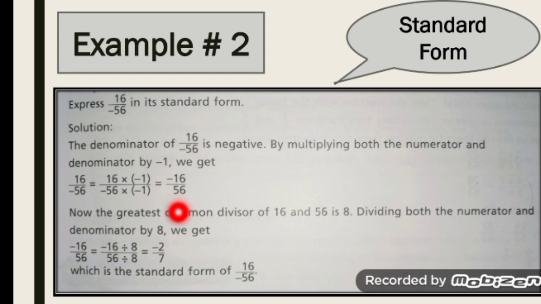So to convert it into lowest form, we will divide both numerator and denominator by the common divisor of both minus 16 and 56. The common divisor of 16 and 56 is 8. So we will divide this rational number by 8. Minus 16 divided by 8 will be equal to minus 2. 56 divided by 8 will be equal to 7. So minus 2 by 7 is the standard form of 16 by minus 56.